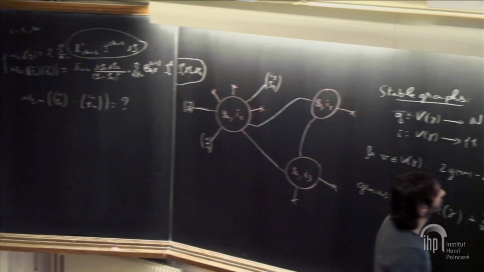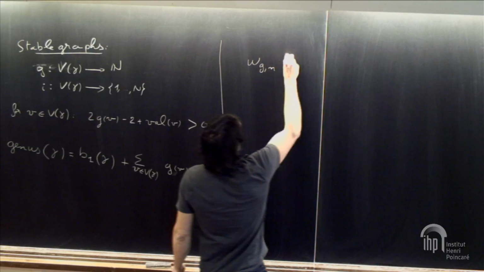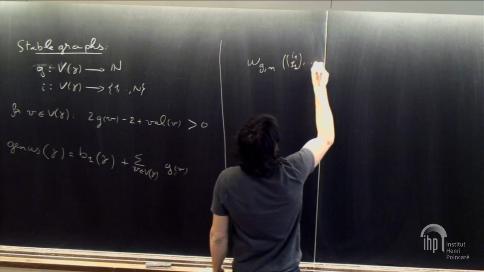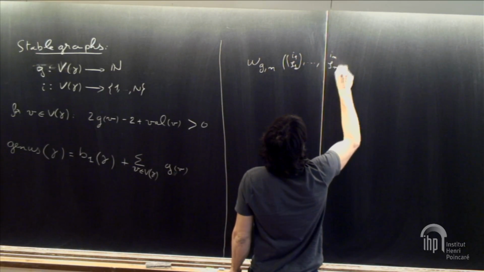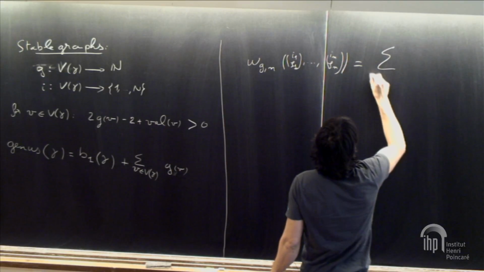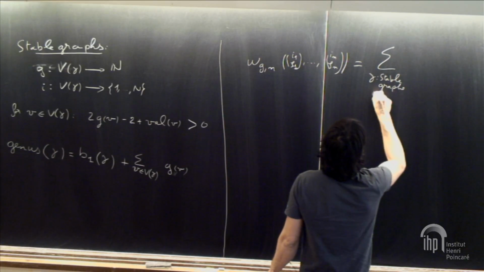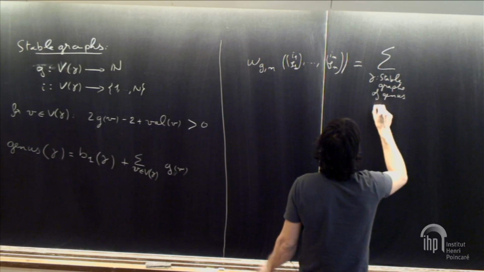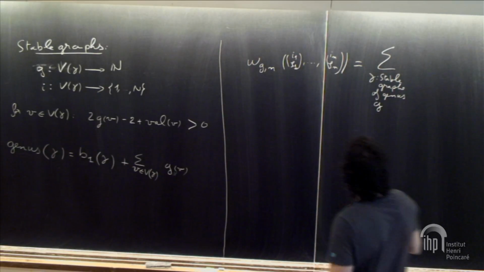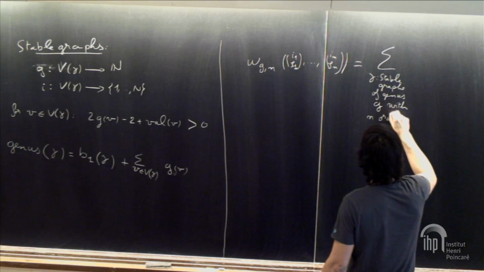Now the result is that the omega GN of I1 theta 1 up to In theta n is equal to the sum over stable graphs of genus G, where the genus of my graph is given by this formula, with n what I will call ordinary leaves.